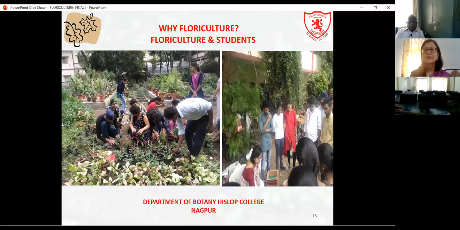And this is the reason why floriculture can be developed as a short-term skill development course in degree colleges. Because when I say skill, they are not very specific, very specialized skill sets. These are simple skills which any student from any field, why student, anybody can acquire over a very short period of time.